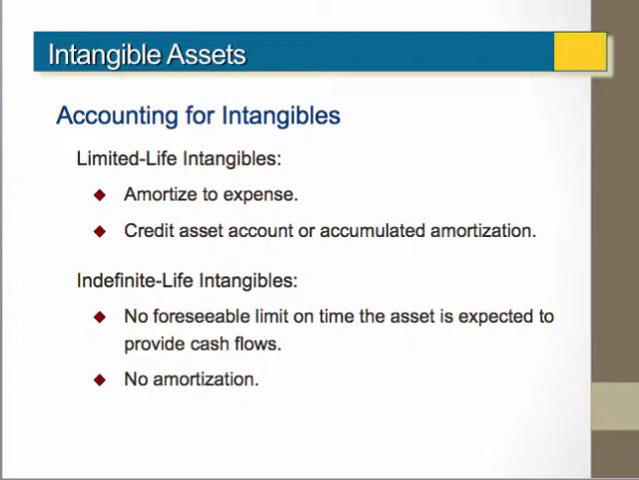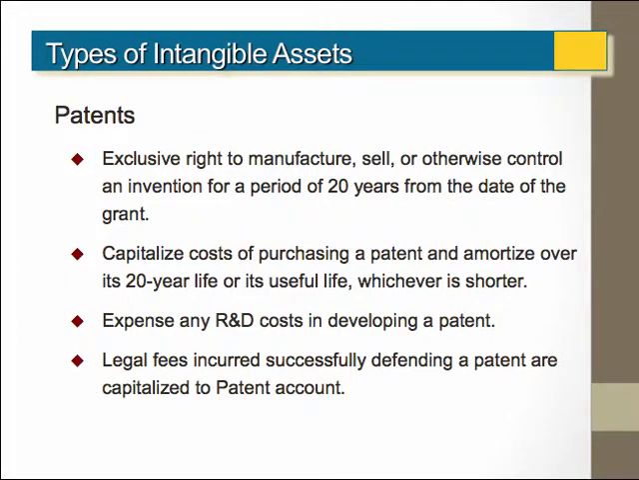The term amortization is just like depreciation, however, we spread the cost over the useful life of an intangible asset. We still use a contra asset account, but instead of calling it accumulated depreciation, we call it accumulated amortization. The first intangible asset is a patent.